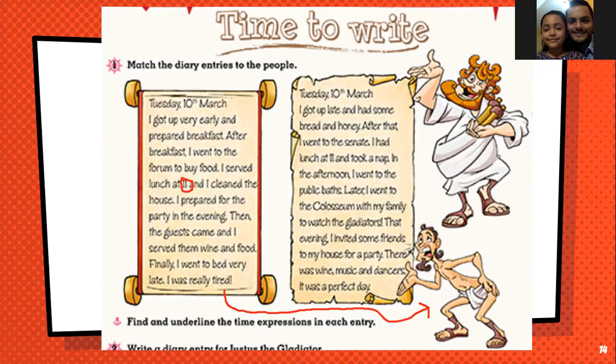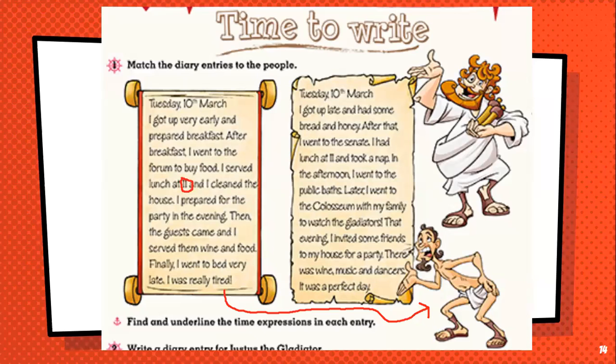Okay, thank you very much. So in that case, this description corresponds to the emperor, exactly. The emperor got up late and, for example, had some bread and honey. That means he took breakfast. After that, he went to the Senate and had lunch at 2 p.m.